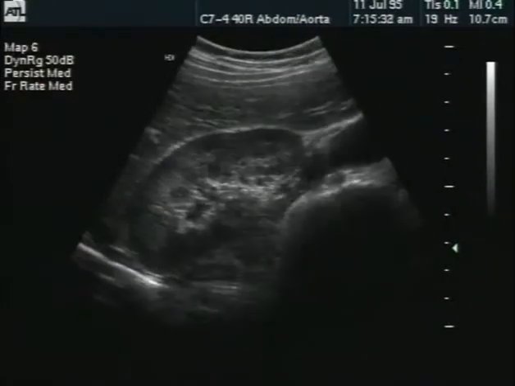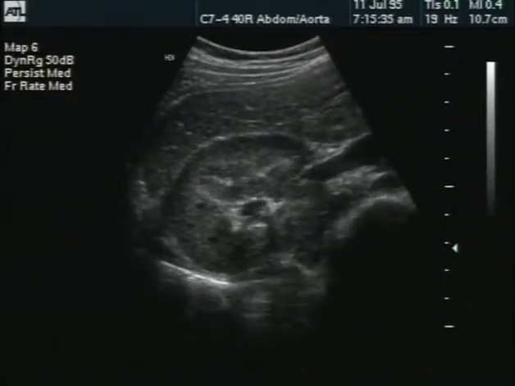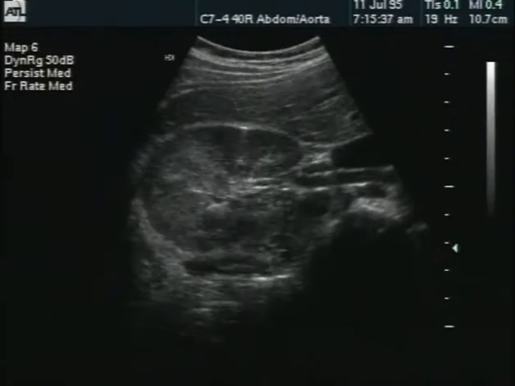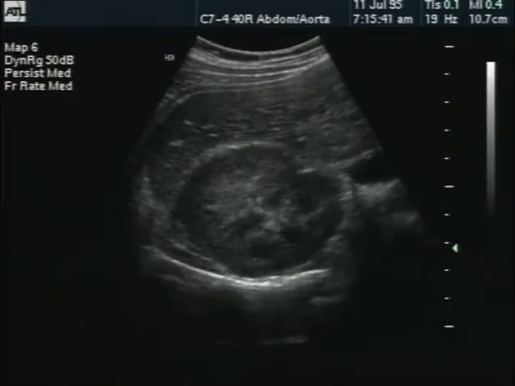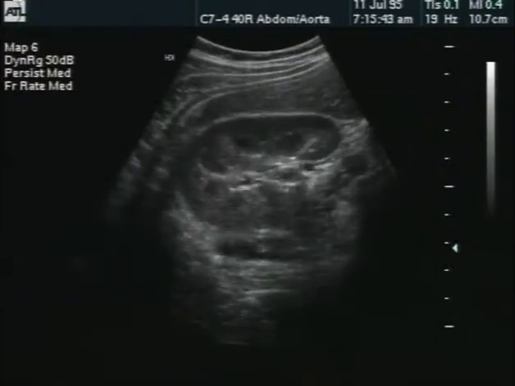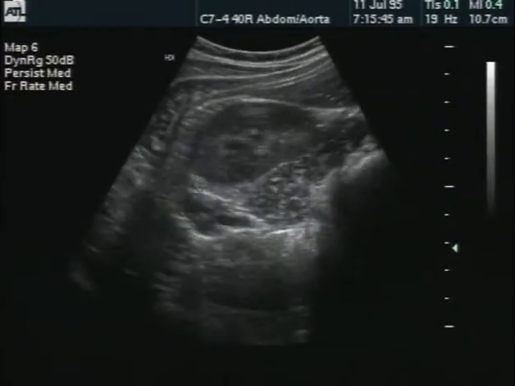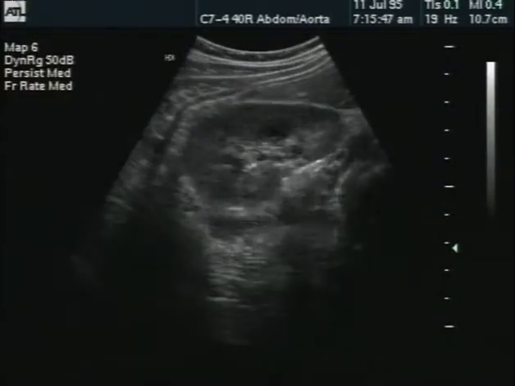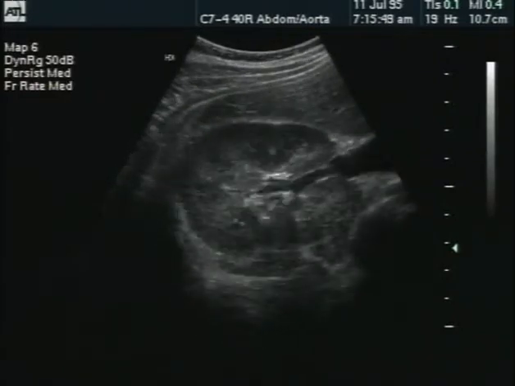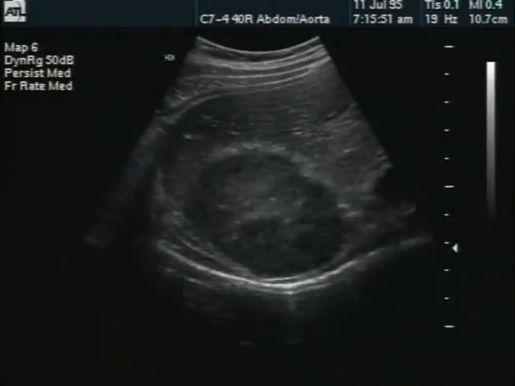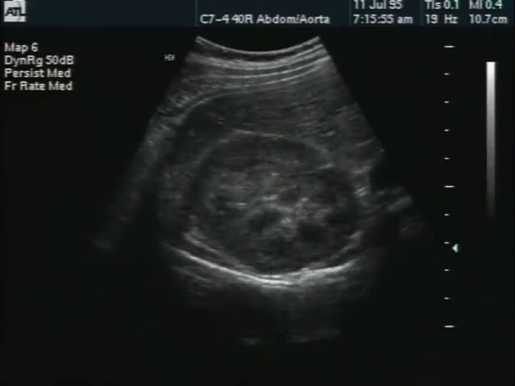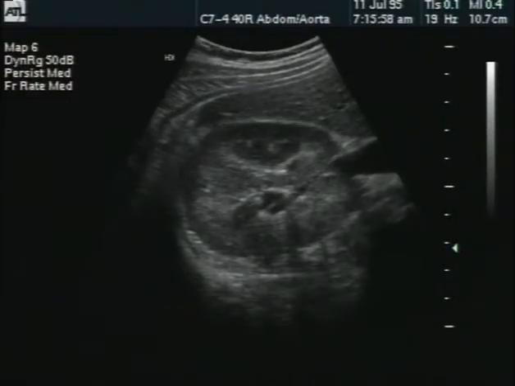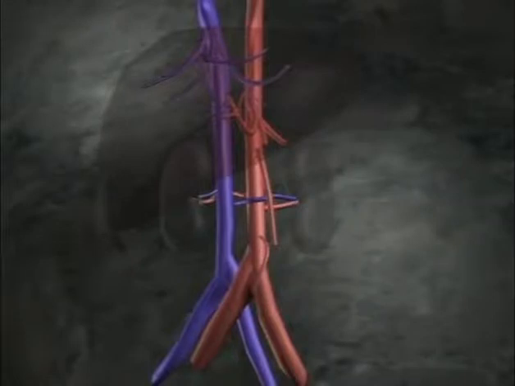The probe can also be placed parallel between the right ribs and angled to image the right kidney through the liver. The left kidney is identified in a similar manner, imaging through the spleen or between the ribs as necessary. In general, it is important to try several probe positions to find a satisfactory window for imaging the kidneys and distal renal arteries. Let's turn our attention to the veins of the abdomen.